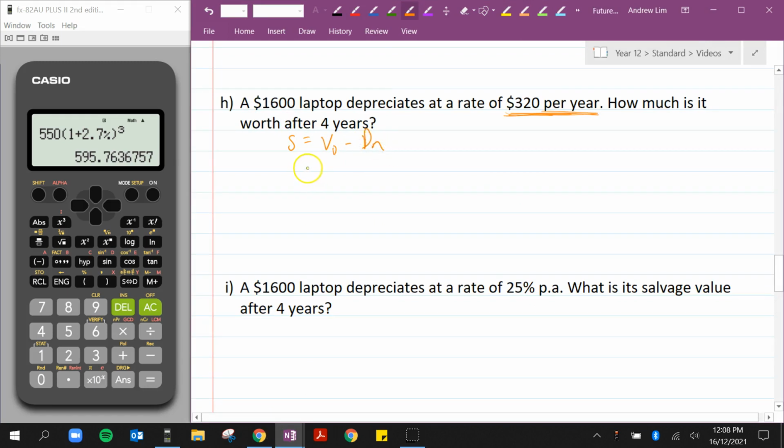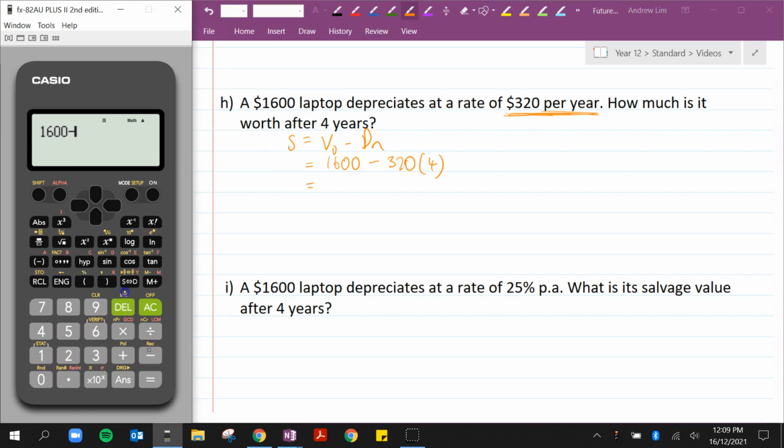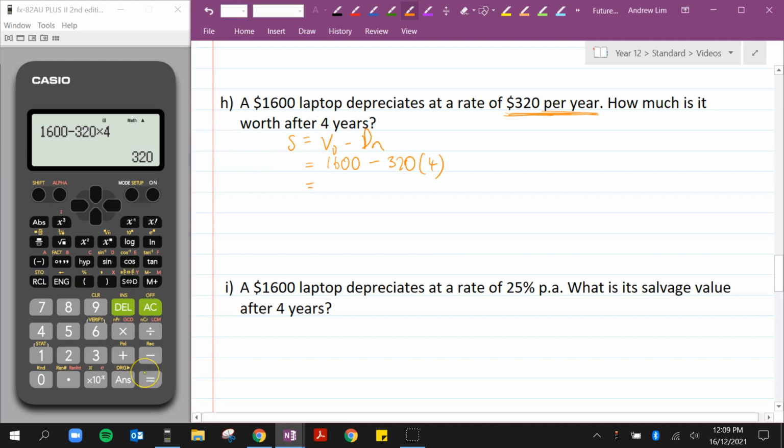We want to work out how much it's worth after 4 years. So V0 is the value at time 0, $1,600. It depreciates by $320 per year for 4 years. So that was 1,600 minus 320 times 4. Oh, $320. So after 4 years, it's worth $320.